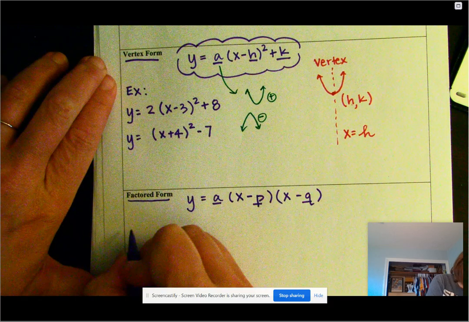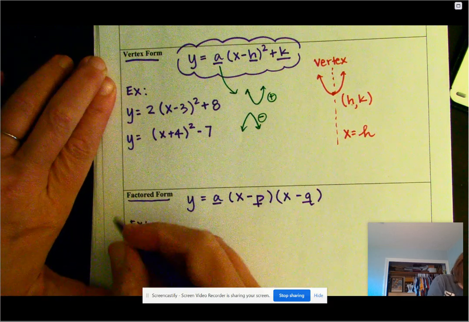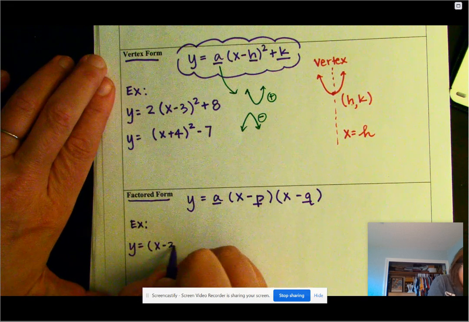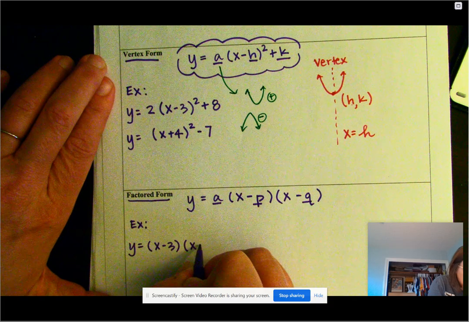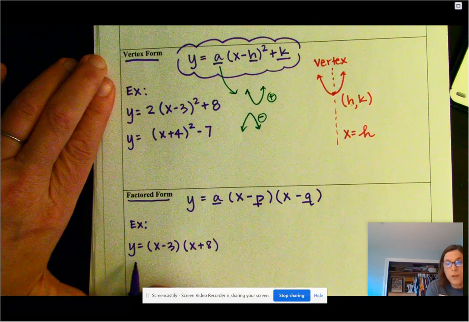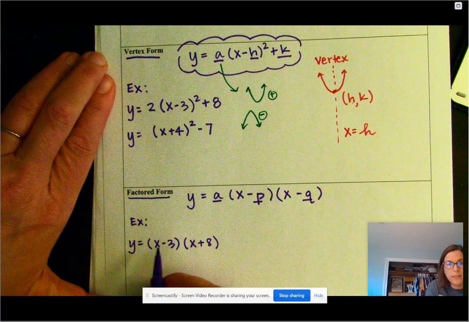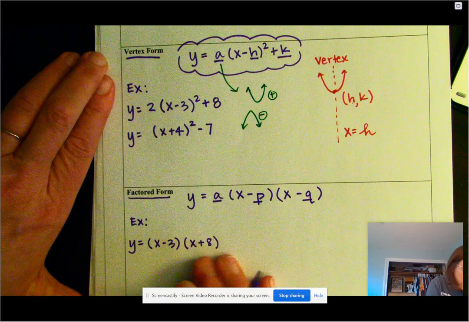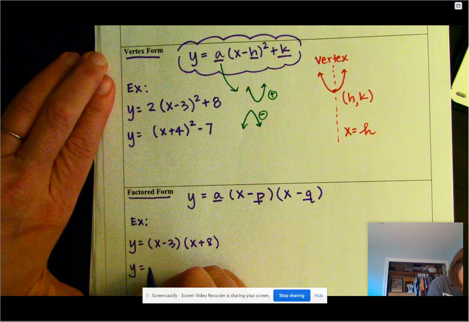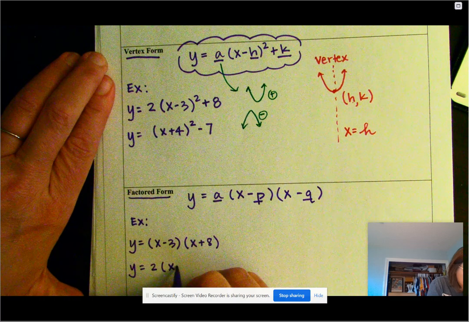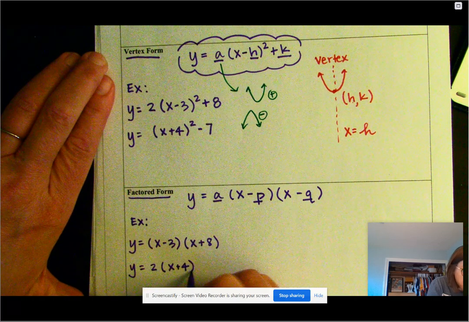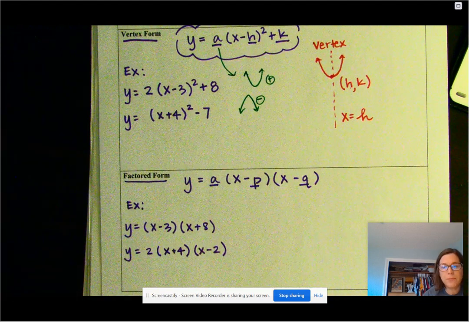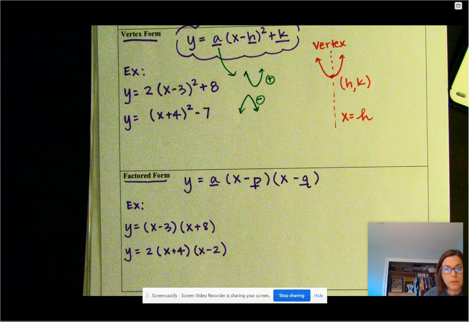So here are some examples of what that would look like. Y equals, let's do something, (X minus 3) times (X plus 8). This is a quadratic. I know you don't see the squared, but because X is occurring twice here and it's all one equation, it is an X squared equation. It is a quadratic. You might also see this. Okay, so factored form can be very, very useful in solving quadratics.